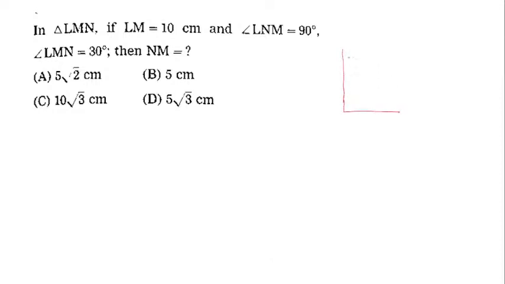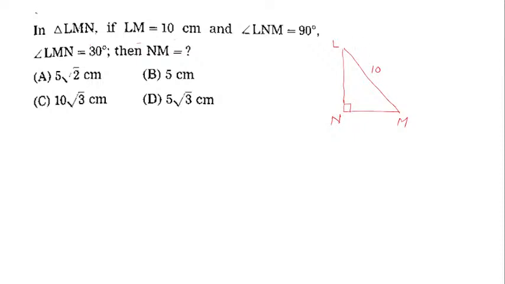Okay. So let us consider this is a triangle LMN where measure of angle LNM is 90 degrees. So this angle must be N, which is 90 degrees, and the remaining two vertices are L and M. So this is triangle LNM. Now it is given that LM is 10 cm. So in this, LM is the hypotenuse.